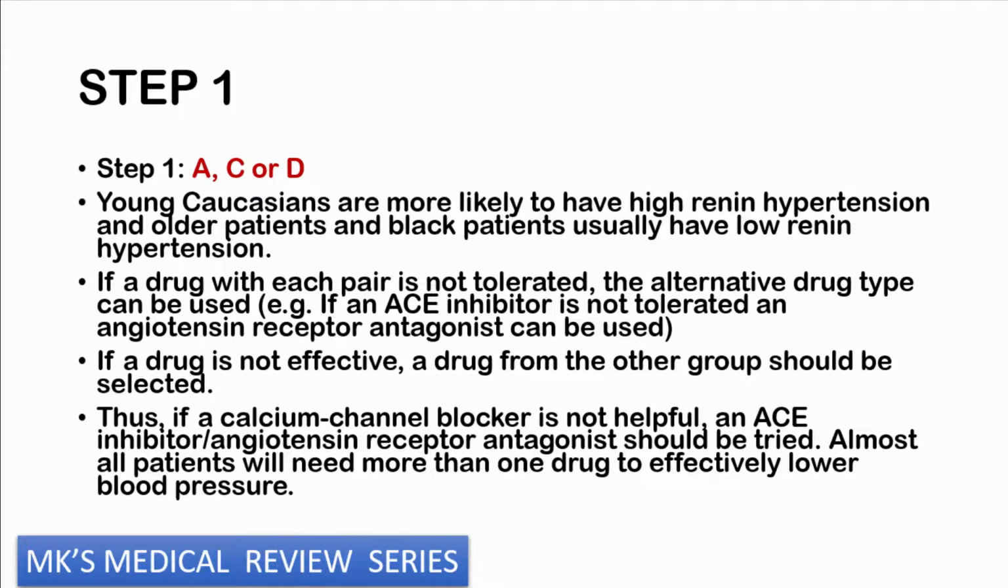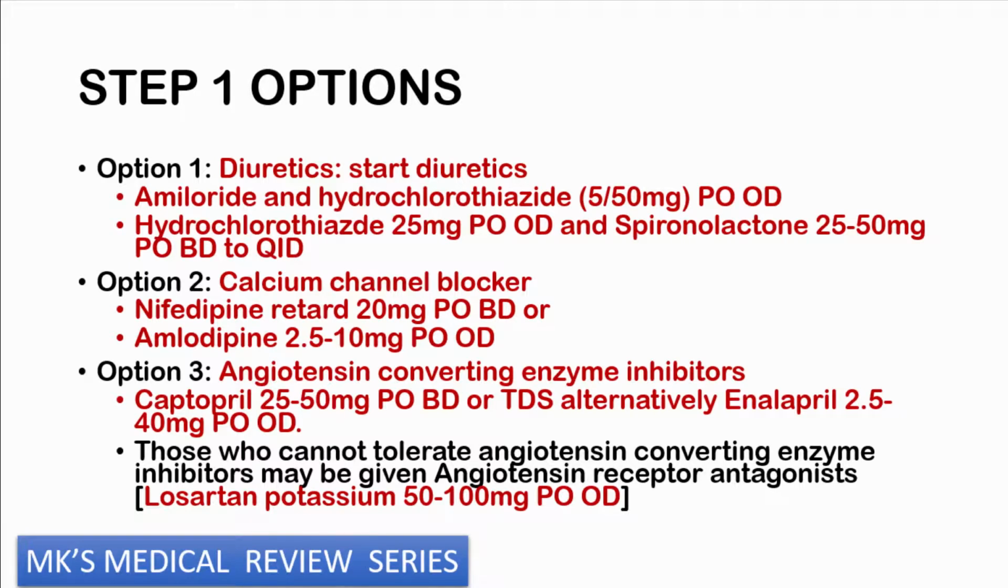And if a drug is not effective, you can select a different drug from another group and try it out. Of course, if a calcium channel blocker is not helpful, then you can try an ACE inhibitor or an angiotensin receptor antagonist. Almost all patients will need more than one drug to effectively lower their blood pressure. There are some who actually do respond to just one drug. So here are the options that you can have.